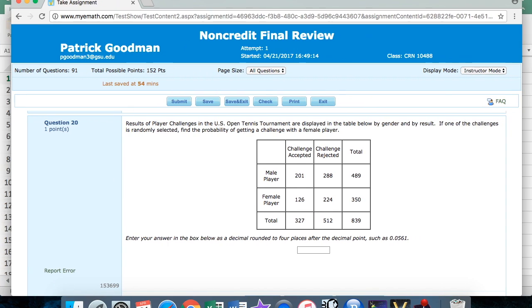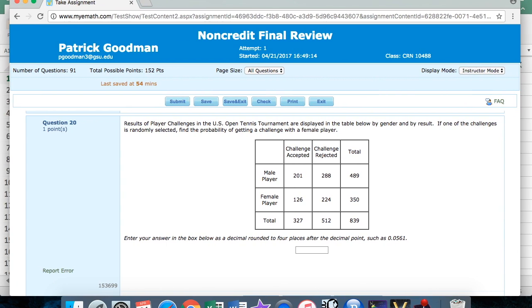So this isn't a conditional probability, but it's probability, so a good introduction. Okay, so results of players in the U.S. Open tennis tournament are displayed in the table by gender. If one of the challenges is randomly selected, find the probability of getting a challenge with a female player.